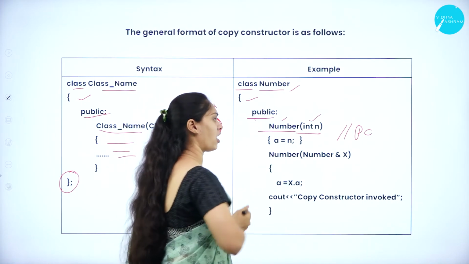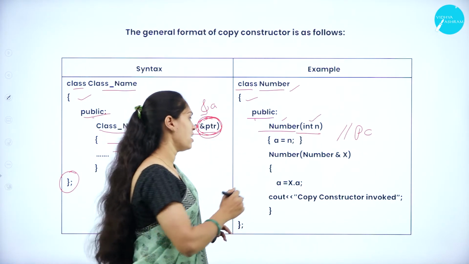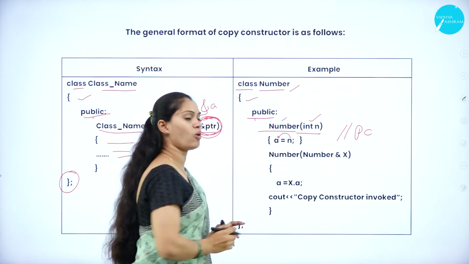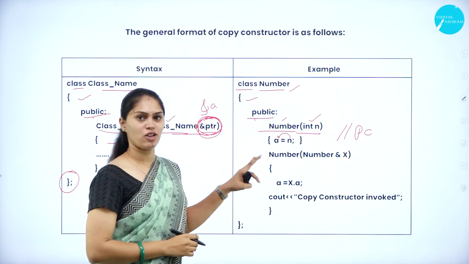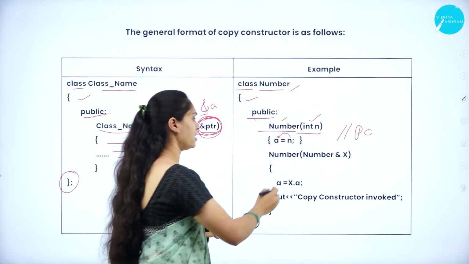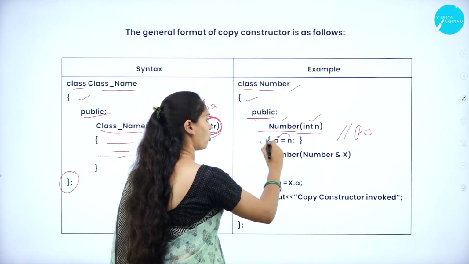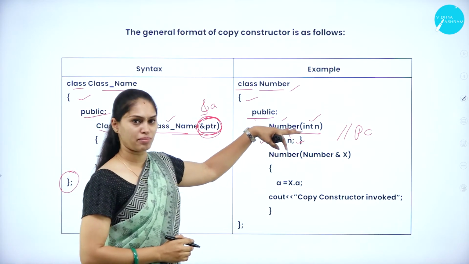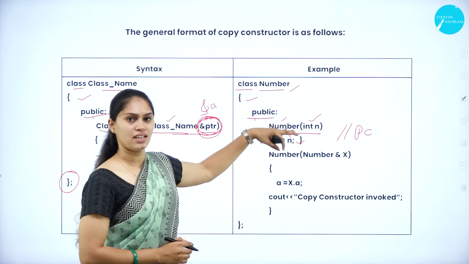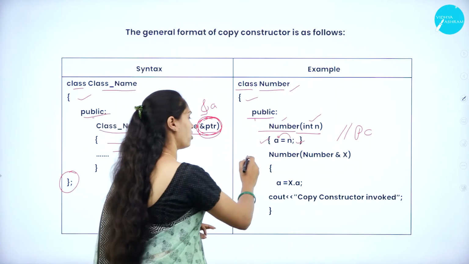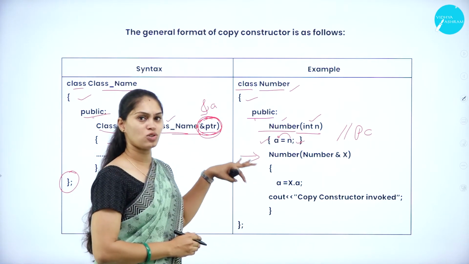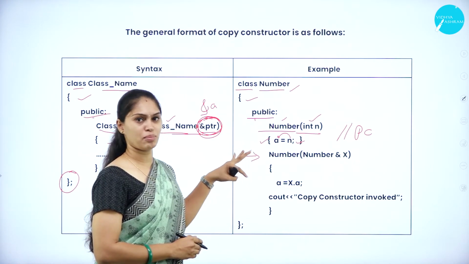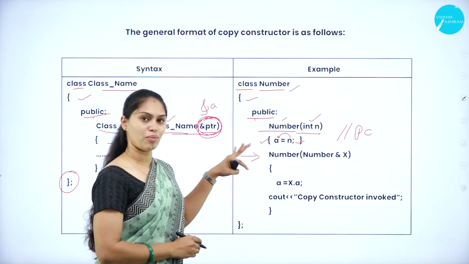So we'll see what I am doing here. I am taking one argument, that is int n, and I am assigning the value of n to a. So what I am doing? I am assigning the value of n to a, and I have one more function. This opening and closing braces end the scope of this member function or constructor Number. So coming to the one more constructor that I have, which type of constructor is it? It is a copy constructor.